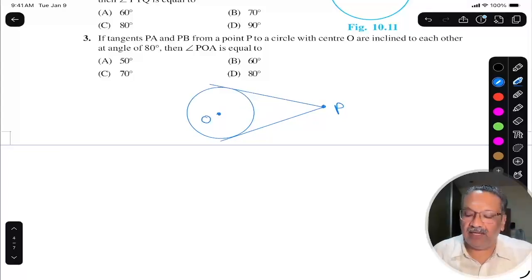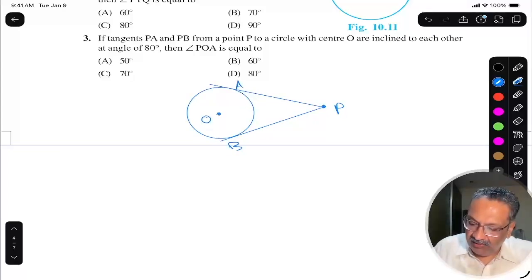We have PA and PB as two tangents to the circle with center O. They are inclined to each other at an angle of 80 degrees. So this is 80 degrees. All right. Now what is being asked? Angle POA. They want this angle.